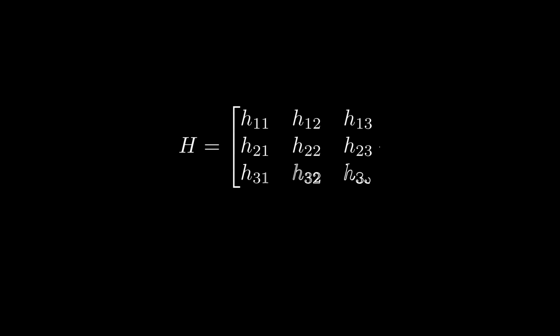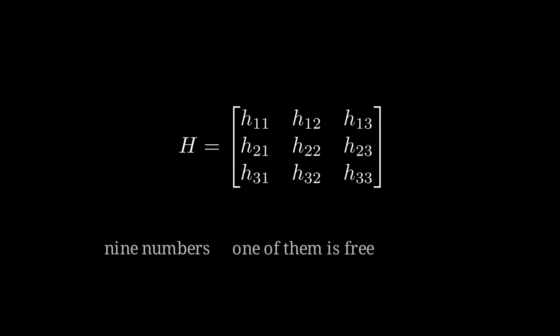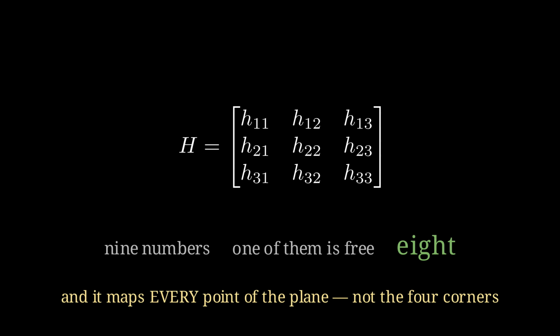One 3x3 matrix, 9 numbers, and one of them is free, so really 8. And it maps every point of that plane from one photograph into the other. Not the 4 corners, every point. That matrix is called a homography. 8 numbers is a small enough price that 4 pairs of matching points pay it exactly. And it's what your phone is doing when it turns a photo of a page into a scan.